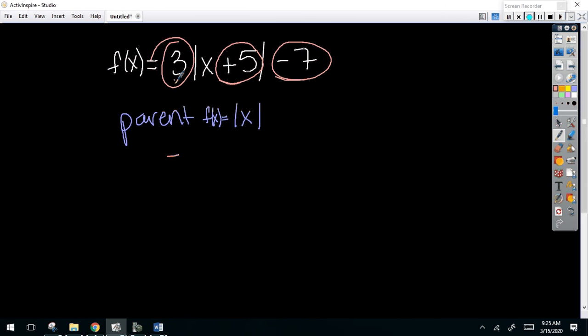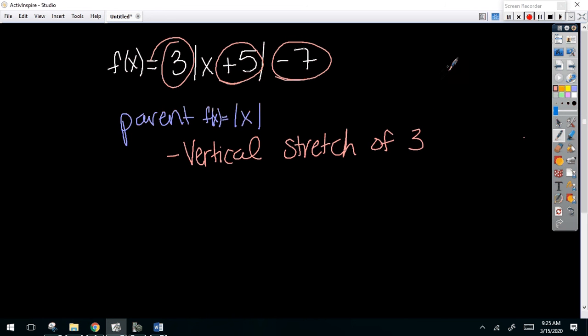This is in front of the whole equation, so it is definitely a vertical stretch or shrink. Vertical is what it is. Since it's bigger than 1, it's going to be a vertical stretch of 3, again because it's in front of the whole equation. The difference is if it looked this way, that would be a horizontal. But because it's in front of those absolute value signs, that tells me it's vertical, okay?